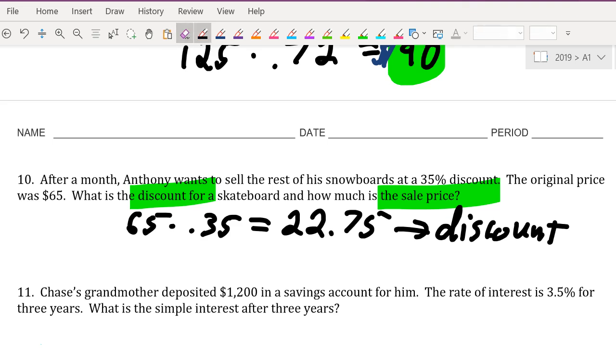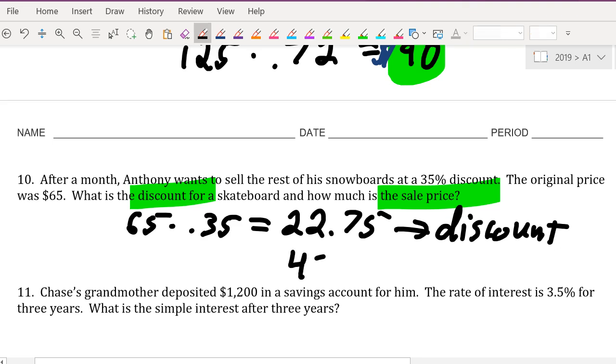Okay, I'm not going to write it all out though because I want to make sure we get this done in time. 67.75. No, what am I saying? Oh no, a discount. Why am I adding? No, it's discount. So we subtract. So the final answer is 42.25.